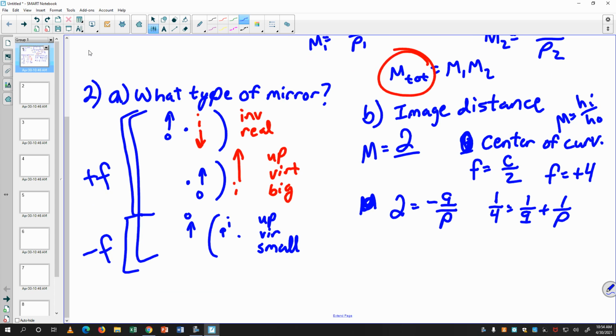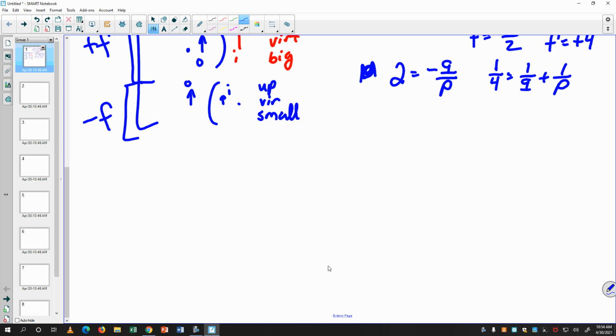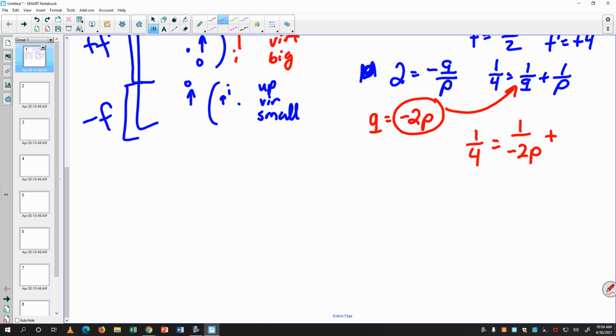So in order to solve this, what you do is you solve one side. Let's say Q is equal to negative 2P. And then I would take this and plug it in for Q over here. So I get 1 over 4 equals 1 over negative 2P plus, I'm going to go ahead and do 2 over 2P because that gives me a common denominator. And then I get 1 over 4 equals 1 over 2P.